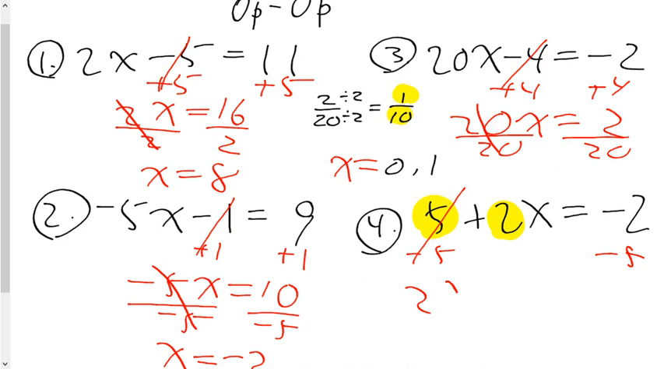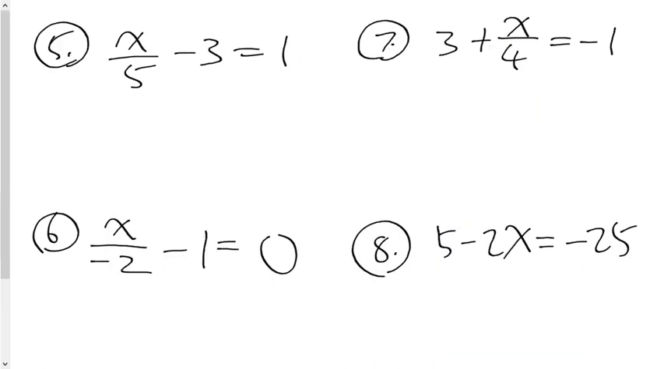That's left with 2x equals -7. And then divide both sides by 2. And x will equal -3.5. Right? Half of 7 is 3.5. The negative divided by a positive is a negative. Questions 5, 6, 7, and 8 are just continuations, a little bit variations, but it's pretty simple.